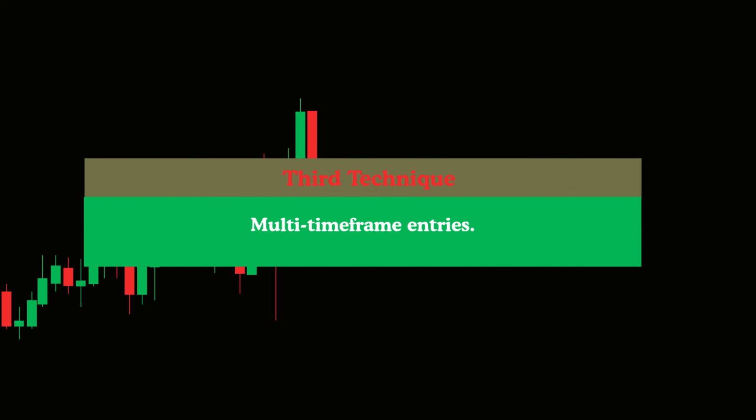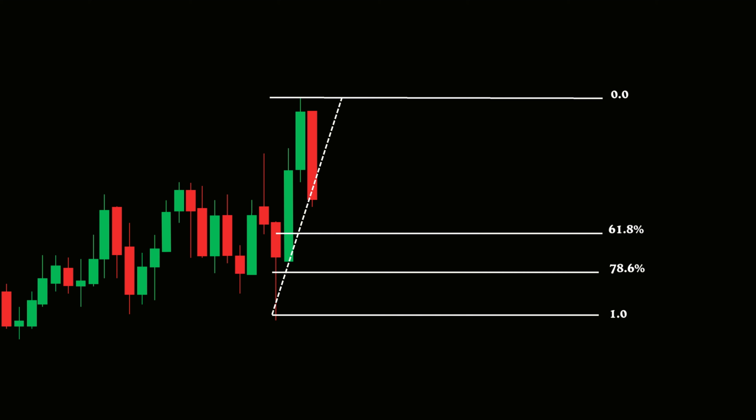Strategy number 3 focuses on multi-timeframe entries, a powerful method that uses 2 different timeframes to refine your trading decisions. Here's how it works. We begin our analysis on a higher timeframe, typically the 1 hour or 30-minute chart. This gives us a clear view of the overall market direction. In this example, we identify a strong uptrend on the 30-minute chart.